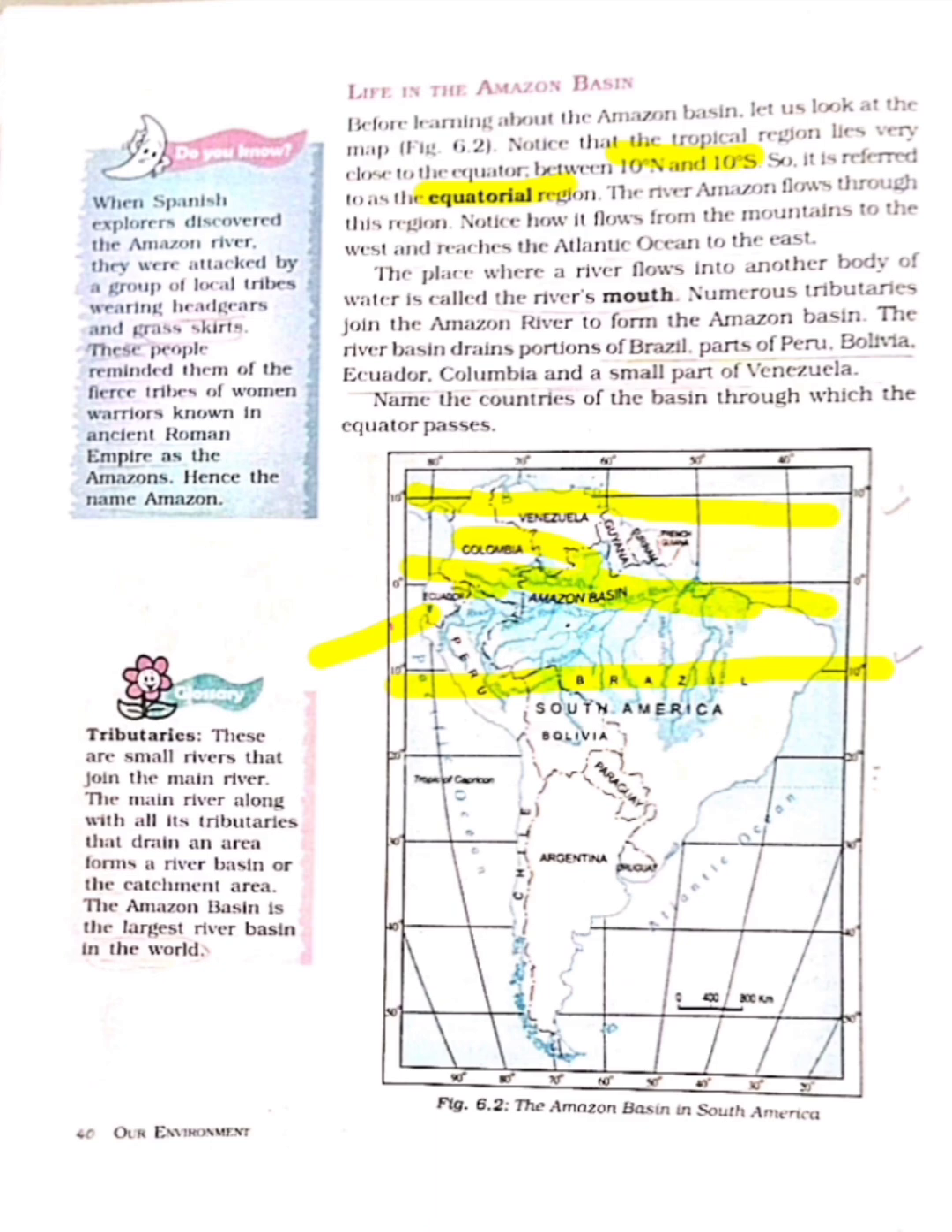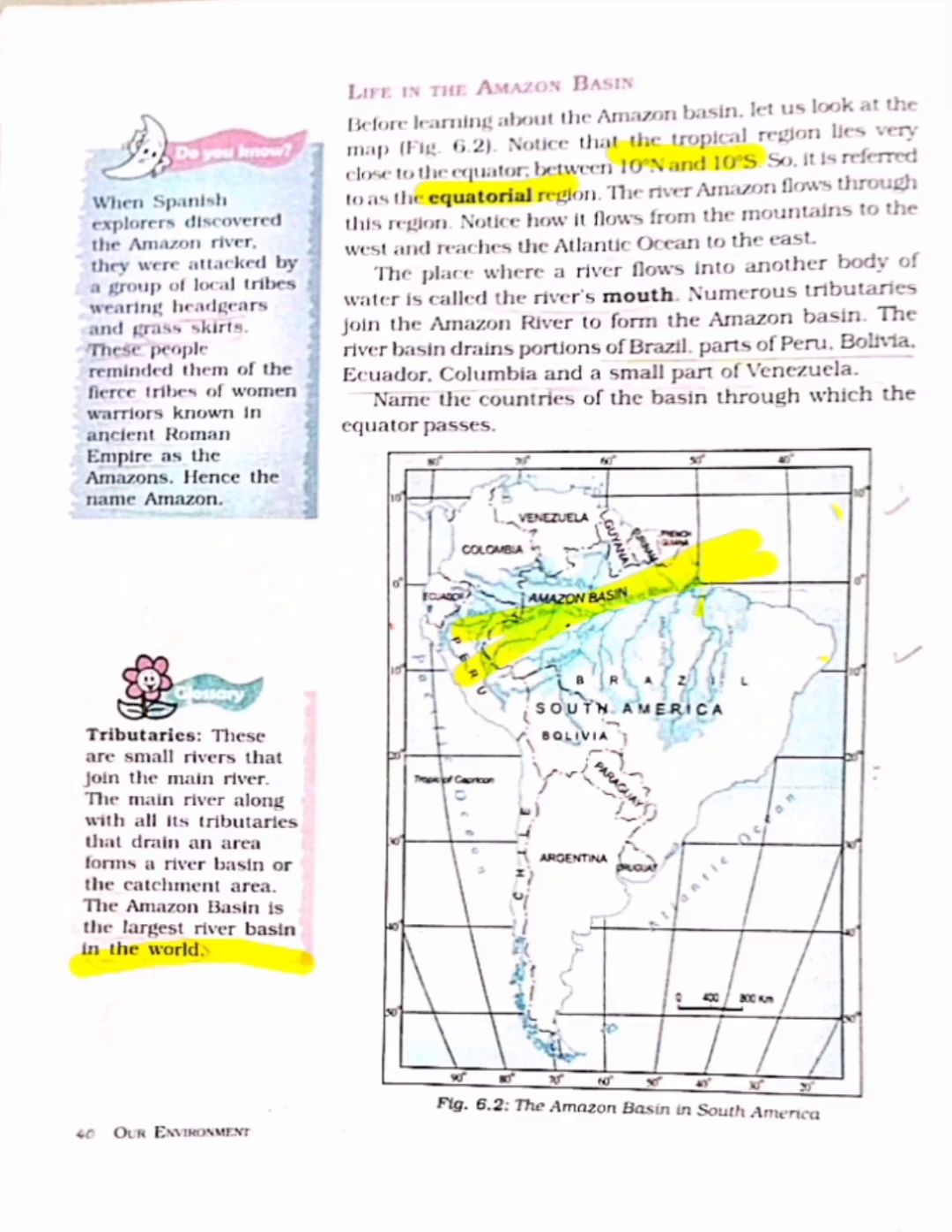So this lies in the tropical region, and a major river present here is the Amazon, also the world's second largest river after the Nile, with a length of 6,400 kilometers. And this Amazon river creates a basin. You know about the basin: small rivers join the main river. The main river, along with all tributaries that drain an area, forms a river basin or catchment area. The Amazon basin is the largest river basin in the world. The area covered by the river and its tributaries is the river basin, and that's why this is the Amazon basin.